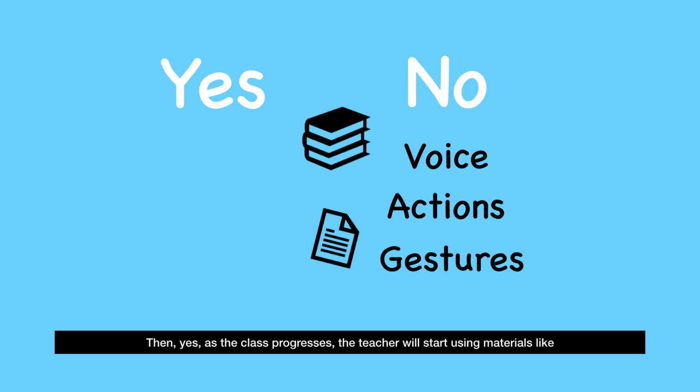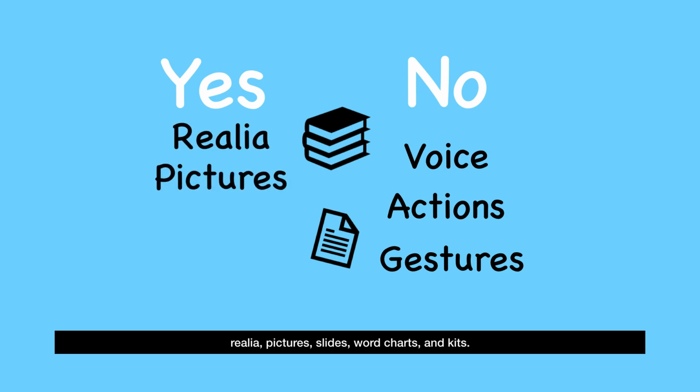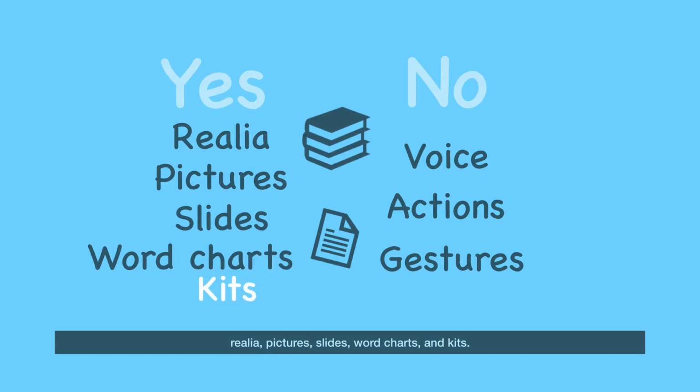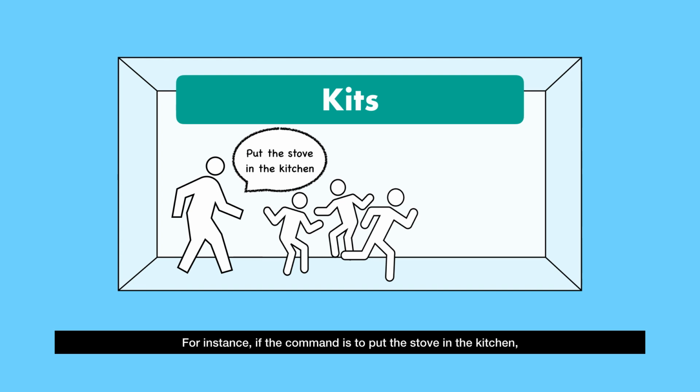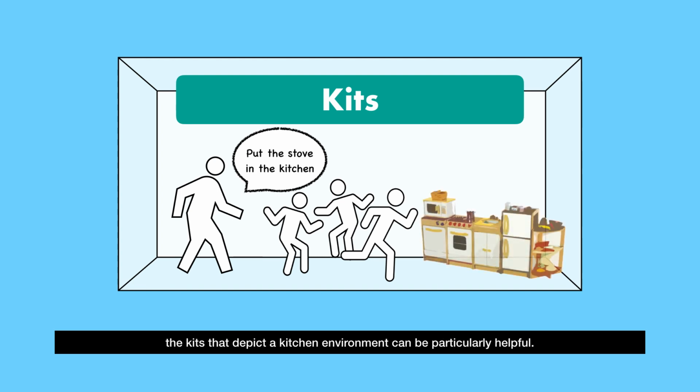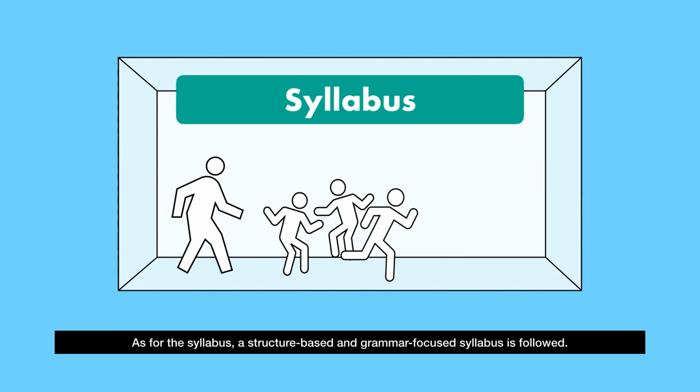And then yes, as the class progresses, the teacher will start using materials like realia, pictures, slides, word charts, and kits. These kits provide specific environments for the commands. For instance, if the command is to Put the stove in the kitchen, the kits that depict a kitchen environment can be particularly helpful.